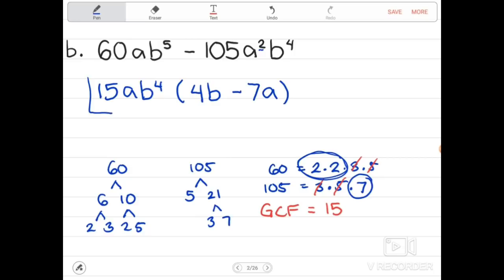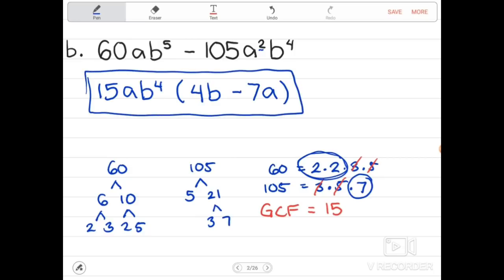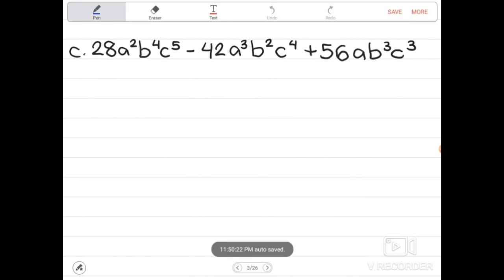So, eto na yon. This will be our final answer. So, 15a b raised to 4, quantity 4b minus 7a. Okay? So, next. Letter C. Ayan, this is an example of trinomial. So, ganun lang ulit. Kunin muna natin yung prime factors ng mga constant. So, we have 28, 42, and 56.